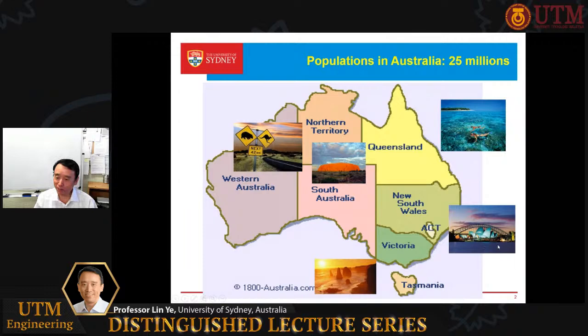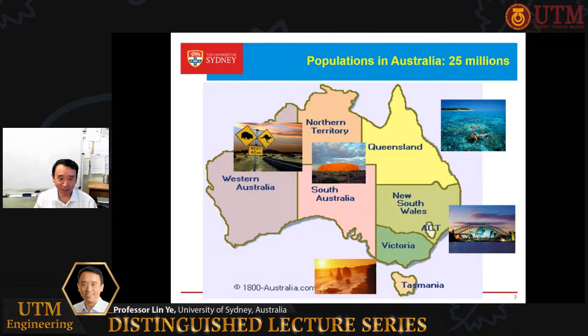We say this is the Sydney Opera House and also the Harbour Bridge. Then near Melbourne, we have the Great Ocean Road. This is the 12 Apostles. Then in Western Australia, in the middle, there's a big rock. Sometimes people claim this is the largest single rock on the planet.